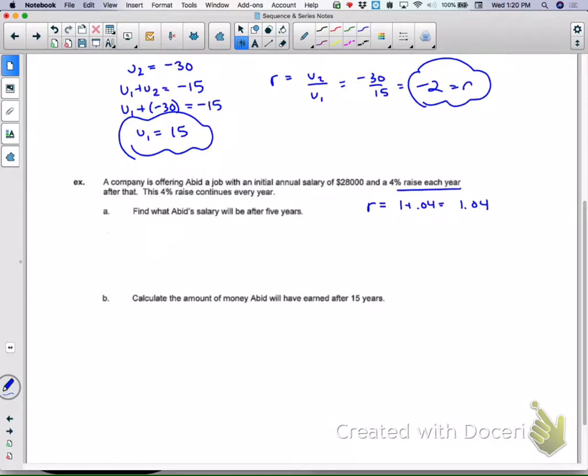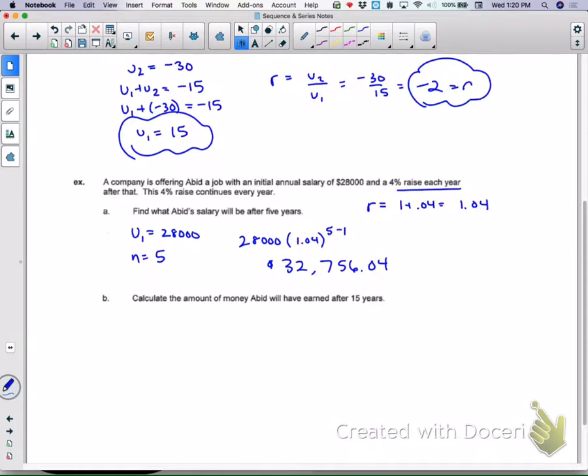Okay, so what's going to be the salary after 5 years? My initial salary is this, and N would be 5. Okay, so obviously that would be 1.04 to the 4th. We end up with $32,756.04.